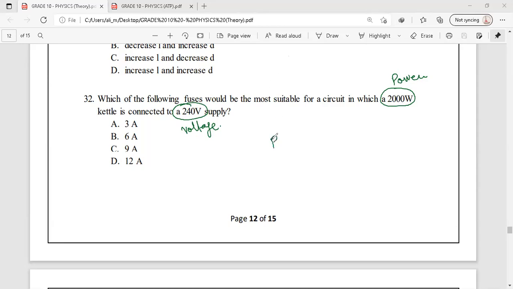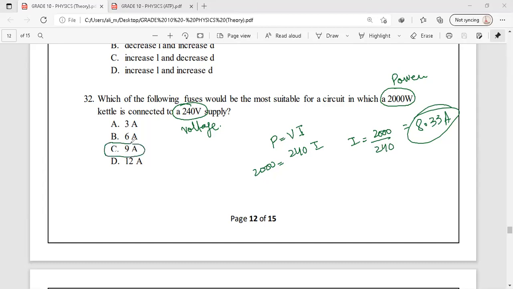We know that power equals voltage times current. Voltage is 240 and the power is 2000. So current would become 2000 divided by 240, which equals 8.33 amperes of current required by that circuit. It means a fuse of 9 amperes would be more suitable in that circuit.